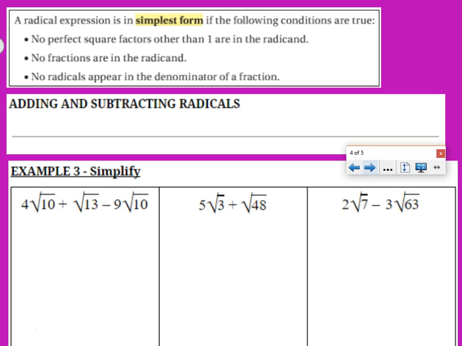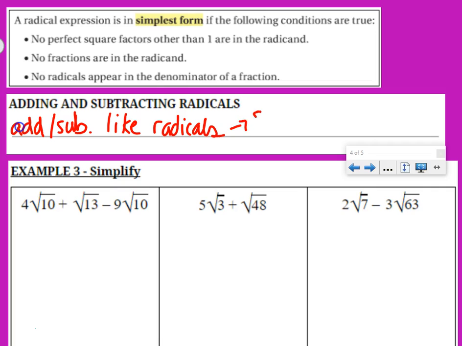Next, on the back of your page, adding and subtracting radicals. You can add or subtract like radicals. And that would mean they have the same number in the radicand.